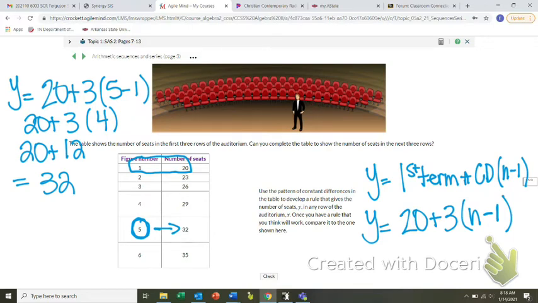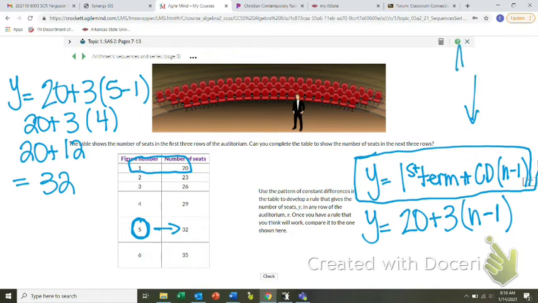So, what you need to take away from this specific slide is this right here. I want you to put a box around that. Very important to know for arithmetic sequence.